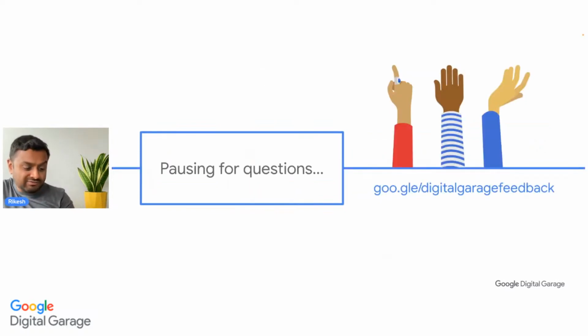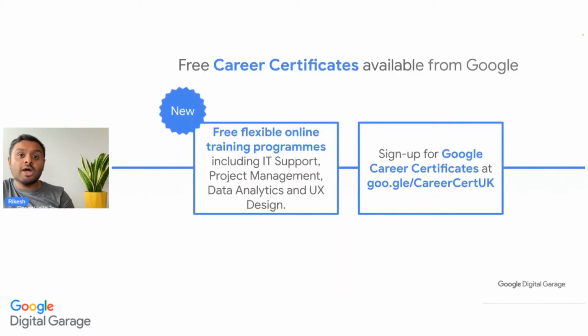So I can't see any final questions in the chat, so if we roll into our next steps, something that I mentioned at the very beginning of this webinar session: free career certificates available from Google. So definitely check out the Google Career Certificates website if you're based in the UK. You can see some of the topics here: IT support, project management, data analytics, UX design. You've also got cybersecurity, digital marketing, and e-commerce as well. So you've got those 6 topics to choose from.